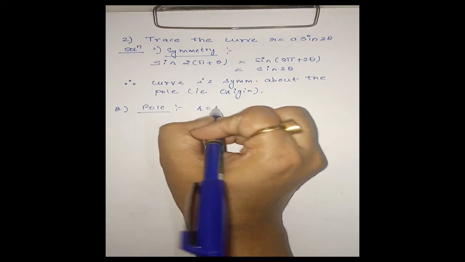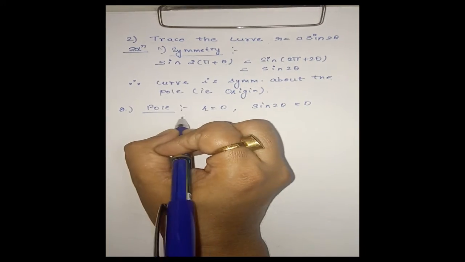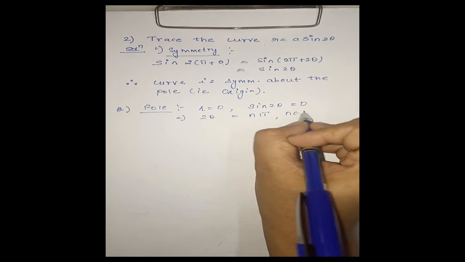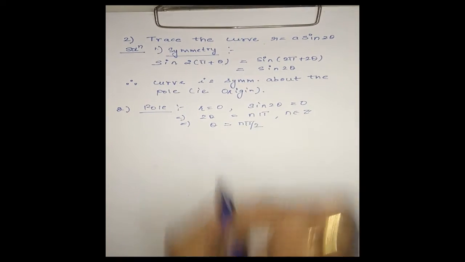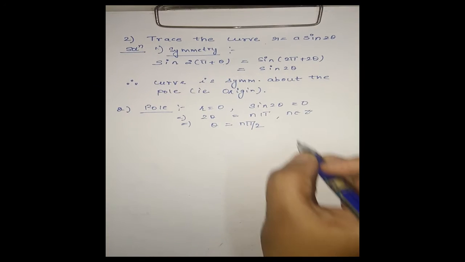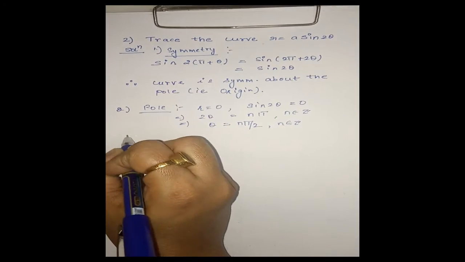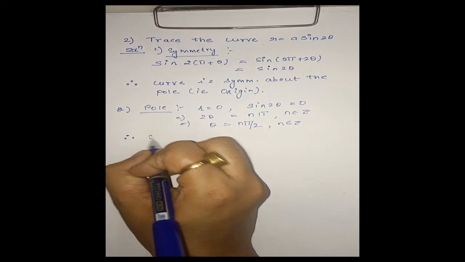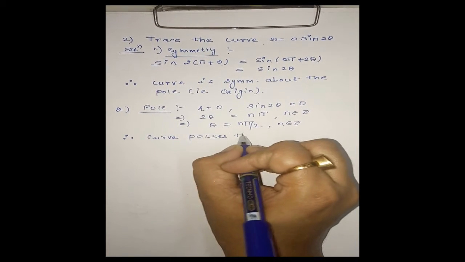Now when r is equal to 0, we have sine 2 theta is equal to 0. That means 2 theta is equal to n pi, where n is an integer, that is theta is equal to n pi by 2, where n belongs to Z. Therefore, since for r is equal to 0 we are getting a real value of theta, the curve passes through the pole.